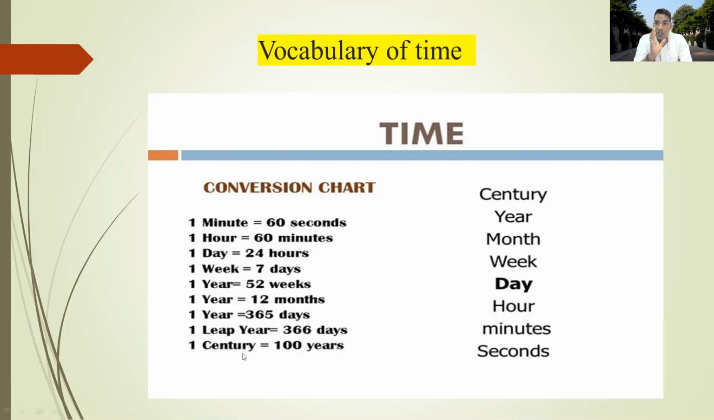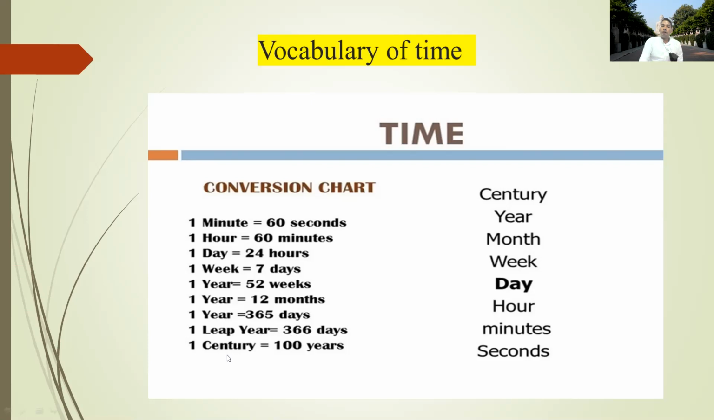Next, one leap year. A leap year is related to every day having an extra few seconds. After every 4 years there is 1 extra day, a leap year, in February. That is written here: one leap year, 366 days. In English, 1 leap year, 366 days.